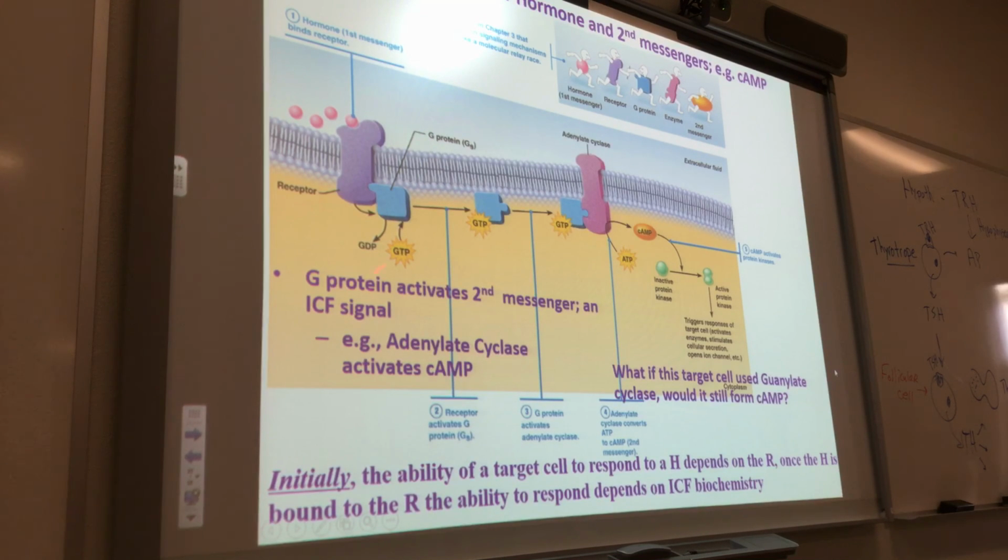So more purple stuff that you need to know. The G protein is going to activate the second messenger cyclic AMP using an enzyme. And then it says, what if this target cell used guanylate cyclase? Would it still form cyclic AMP? So what I'm saying is, instead of adenylate cyclase, you had guanylate cyclase. Could guanylate cyclase take ATP and make cyclic AMP?